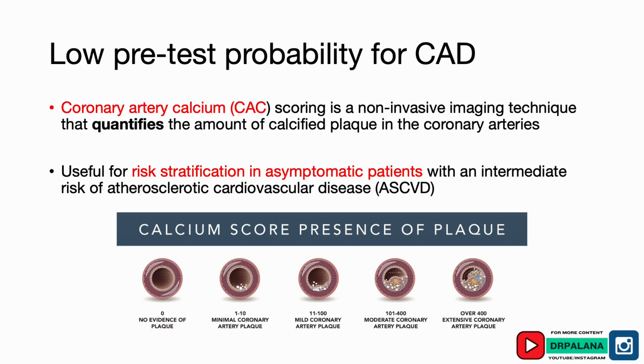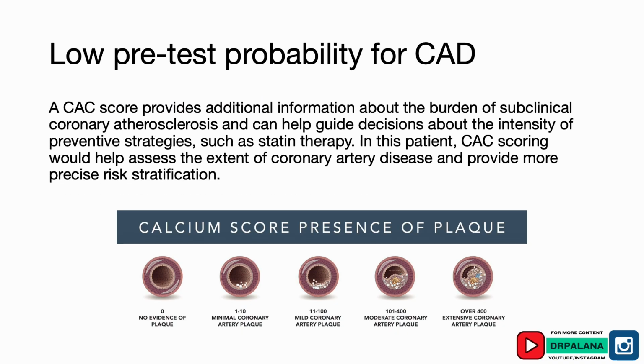Coronary artery calcium scoring is a non-invasive imaging technique that quantifies the amount of calcified plaque in the coronary arteries. It is particularly useful for risk stratification in patients who are asymptomatic with an intermediate risk of atherosclerotic cardiovascular disease, like this patient who has several risk factors, including a family history of premature coronary artery disease, hypertension, and hyperlipidemia. A coronary artery calcium score provides additional information about the burden of subclinical coronary atherosclerosis and can help guide decisions about the intensity of preventive strategies such as statin therapy. In this case, CAC scoring would help assess the extent of coronary artery disease and provide more precise risk stratification.